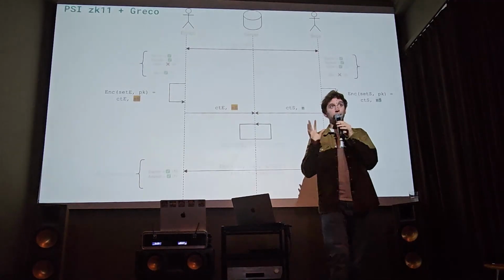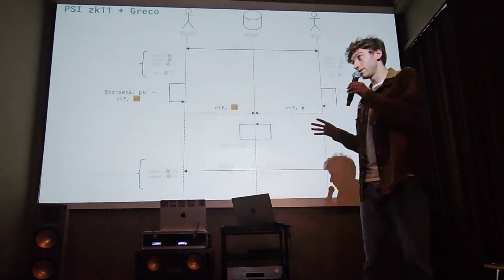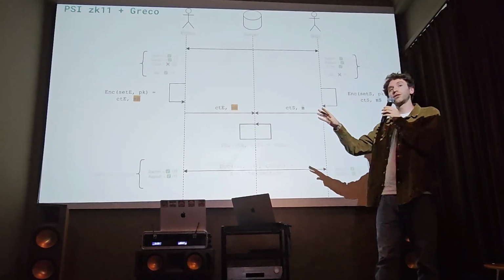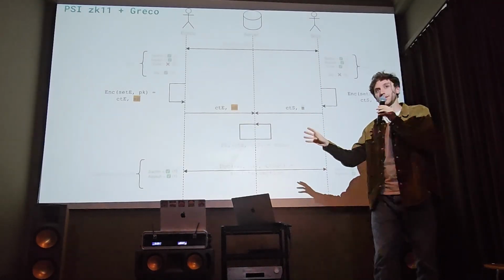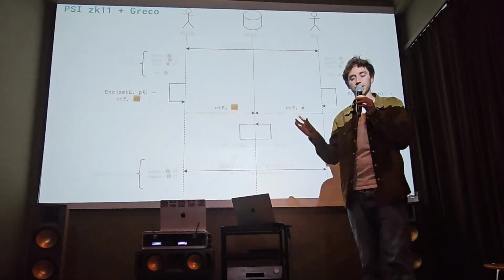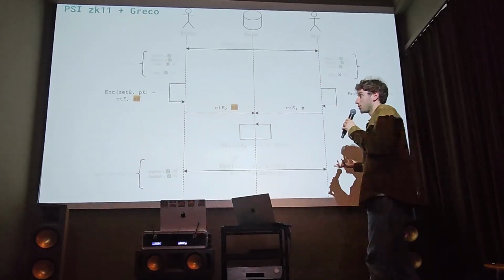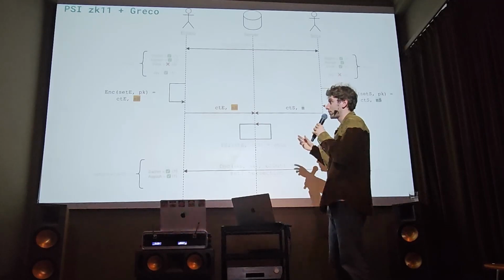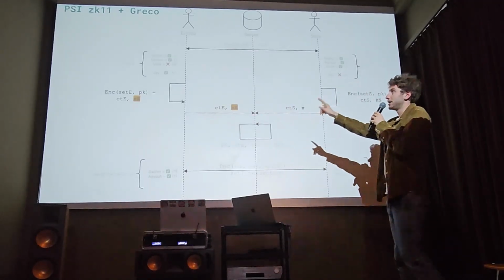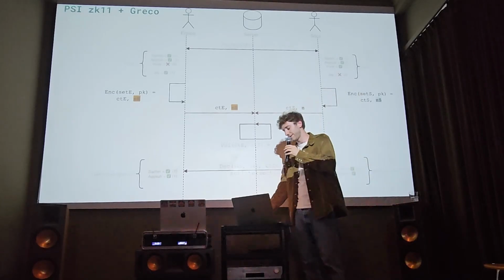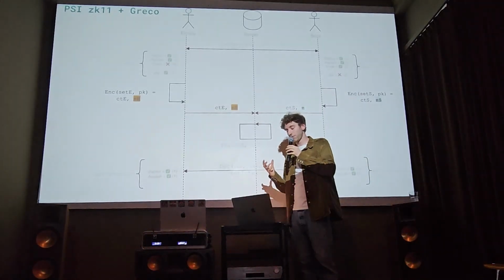So how do we fix the application with Greco? It's simple. We require the user not only to submit their ciphertext, so not only to submit the encryption of their bit vector, but also to attach a proof to that. And of course, this must be done by both users, because we don't know which one may be the attacker.